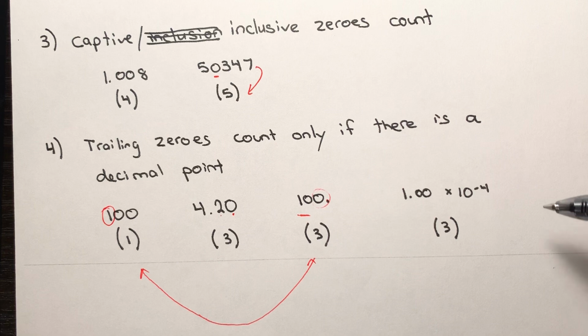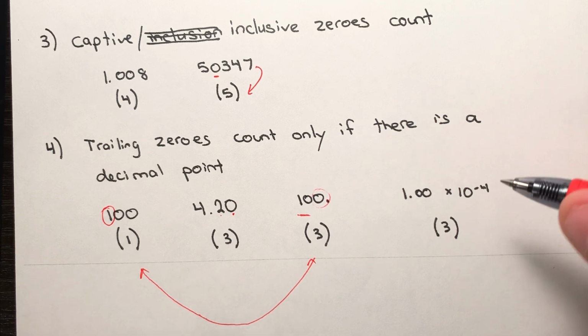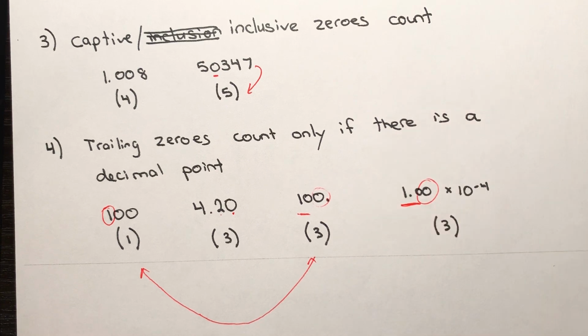In this last case, we again have 3 significant figures, 1.00 times 10 to the negative 4th. It's that decimal point that really firms these up as the certain digits, and this one is our uncertain one. Okay, that last one is 0.